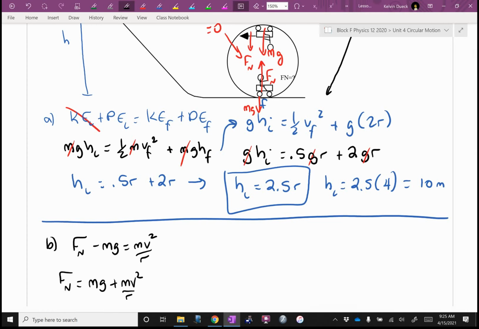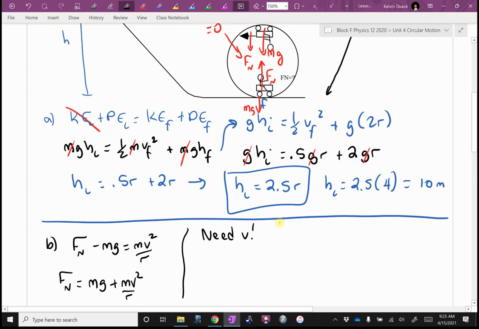Okay. I know g. I know r. I don't know v at the bottom. Well, is there a change in height? Is there a change in speed? Is there a yucky curvy path? I think I can find v, so I'll make a little note here. Need v. We can find it with conservation of energy.